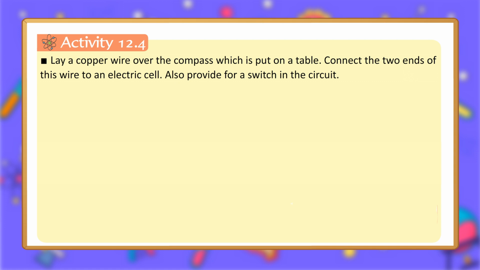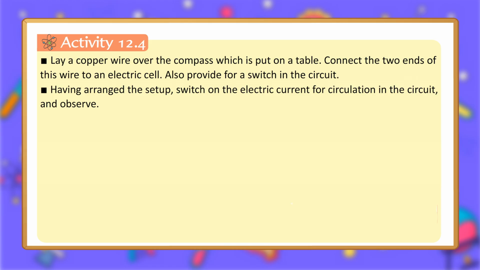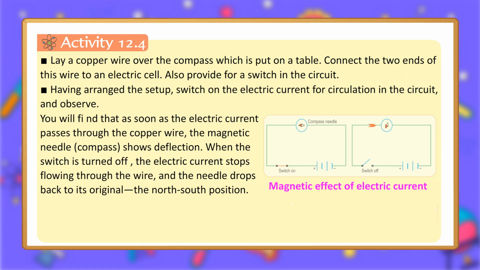Activity 12.4. Lay a copper wire over the compass which is put on a table. Connect the two ends of this wire to an electric cell. Also provide for a switch in the circuit. Having arranged the setup, switch on the electric current for circulation in the circuit, and observe. You will find that as soon as the electric current passes through the copper wire, the magnetic needle of the compass shows deflection. When the switch is turned off, the electric current stops flowing through the wire, and the needle drops back to its original, the north-south position.